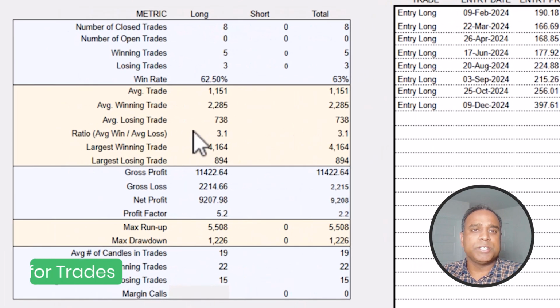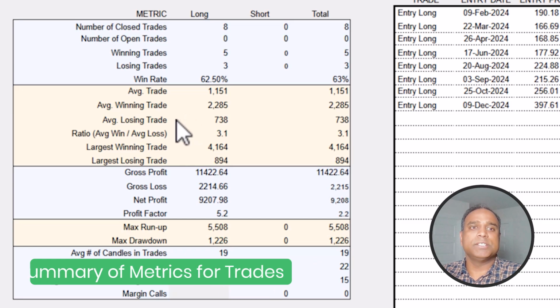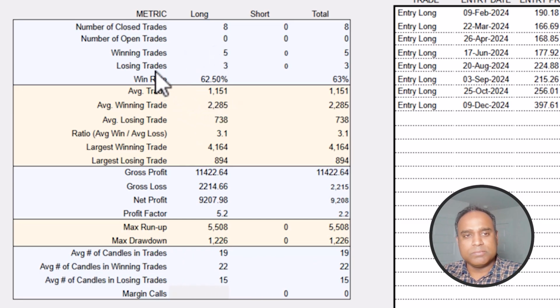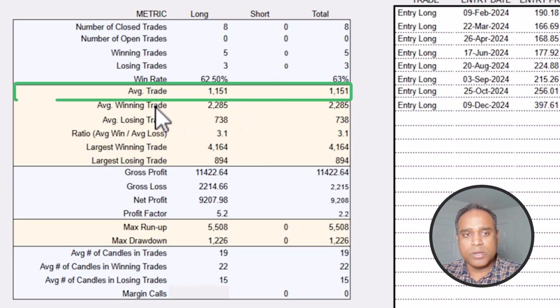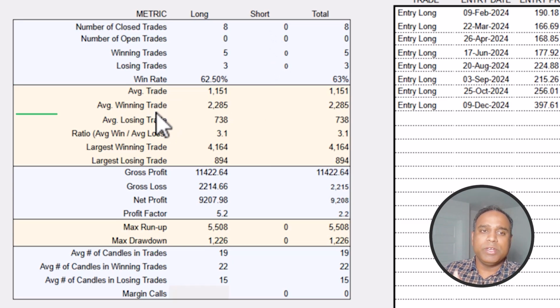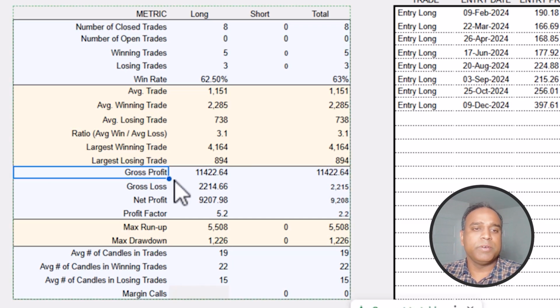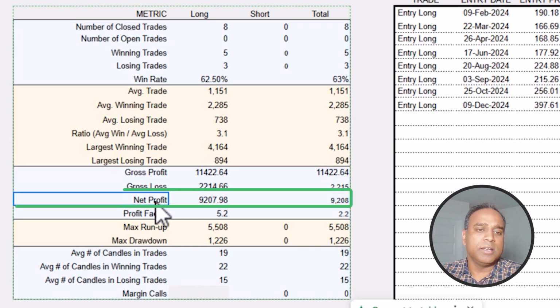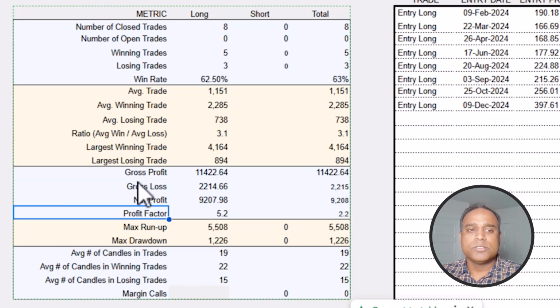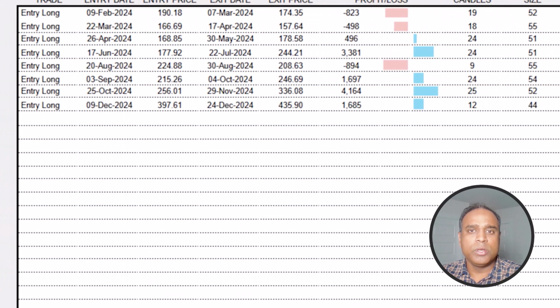Now, the next section is a summary of metrics for trades. Here we can see some summarized numbers around how the trade strategy would have performed for long trades and short trades. What's the average trade profit loss? How did you do for the winning trades? How did you do for the losing trades? What's the total profit you made on the winning trades? Total loss, net profit, profit factor. So all that information will be calculated automatically for you.